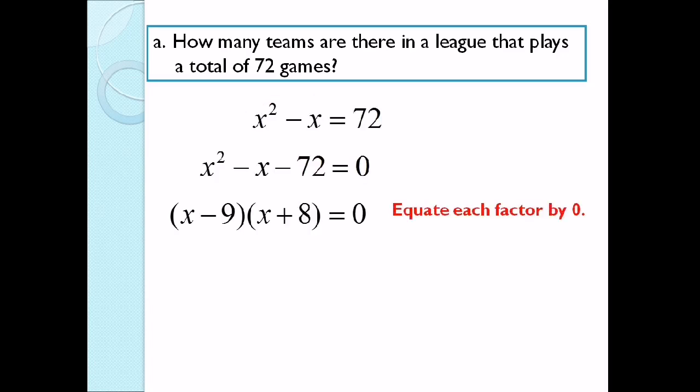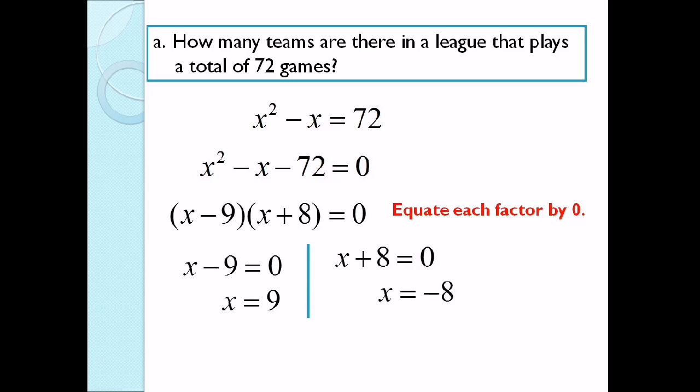Then after that, we need to equate each factor to 0. So let's start with x minus 9 equals to 0, so therefore x equals to positive 9. How about the other one? So x plus 8 equals 0, x equals to negative 8.